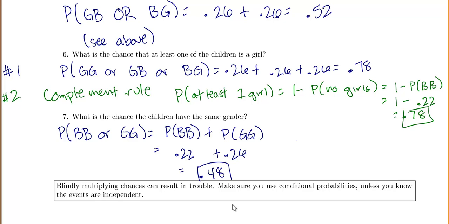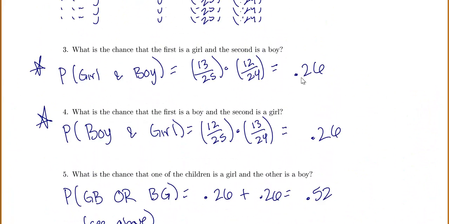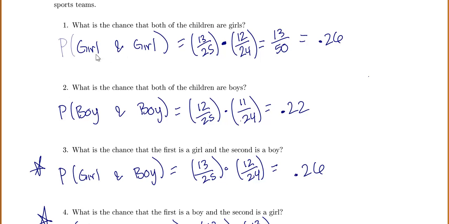Now, just as a note to you, just blindly multiplying chances can result in trouble. Make sure you're using your conditional probabilities unless you know the events are independent. What I mean by that, let's come up to number 1, that's a better example. When we had the probability of girl, girl, we had to do 13 out of 25 times 12 out of 24. We couldn't just do 13 out of 25 times 13 out of 25 because the probability of the second girl was different, and so I had to use my conditional probabilities.